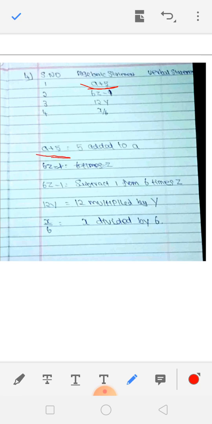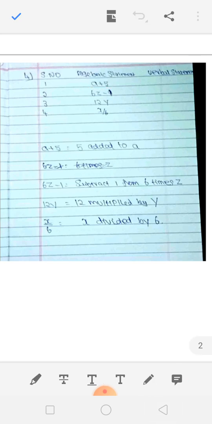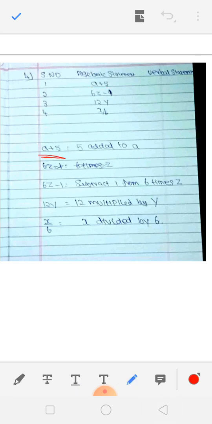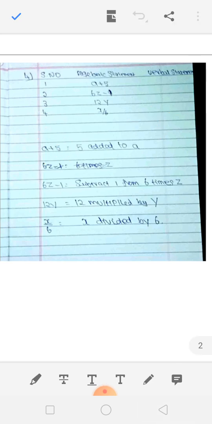So a plus 5 means what? A is a value we don't know, we only know the value 5. What is the middle term? It is addition, plus. So the 5 is added to what? This unknown value a. So 5 is added to a. If you want to add anything, you can write "added to".